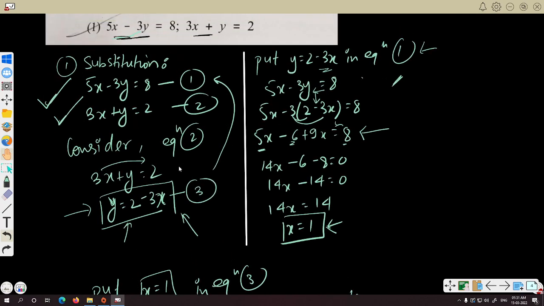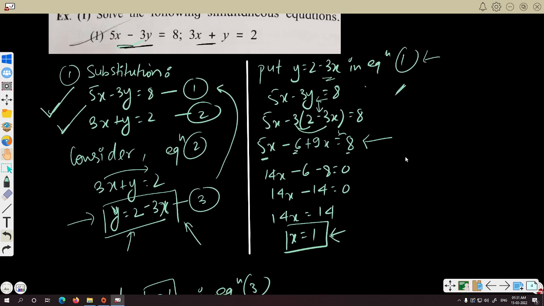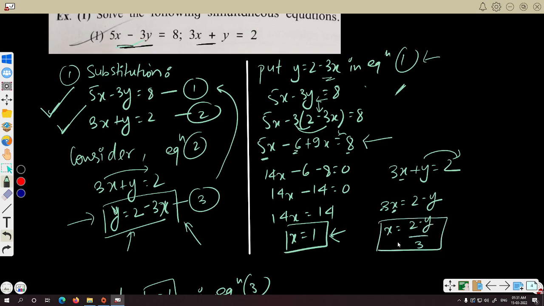In this example I have considered equation number 2 and I found the value of y. If you want, try this: you can find the value of x. For example, let me tell you. If I consider this equation 3x plus y is equal to 2, and from this I want to find the value of x, what will you do? First shift y to the other side. So 3x is equal to 2 minus y. Now I need x. Here, if you see, 3 is in multiplication, so x is equal to 2 minus y upon 3. So I obtained another equation.